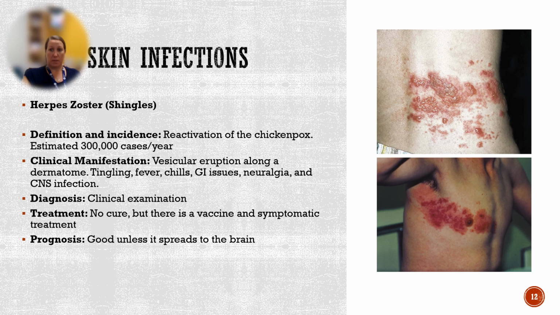Early symptoms of pain and tingling along the affected spinal or cranial nerve dermatome are usually accompanied by fever, chills, malaise, and gastrointestinal disturbances. 1 to 3 days later, red papules are seen along the dermatome. Occasionally, herpes zoster involves the cranial nerves, especially the trigeminal and geniculate ganglion of the oculomotor nerve.